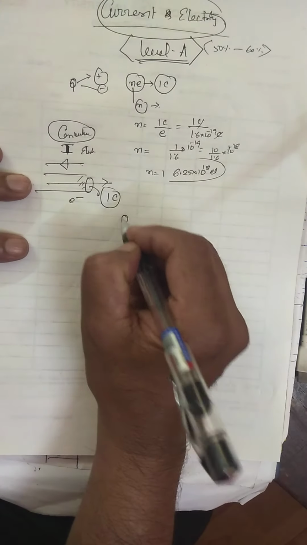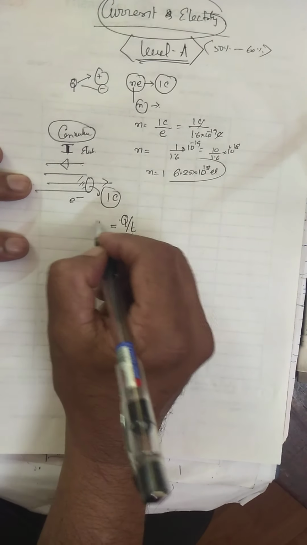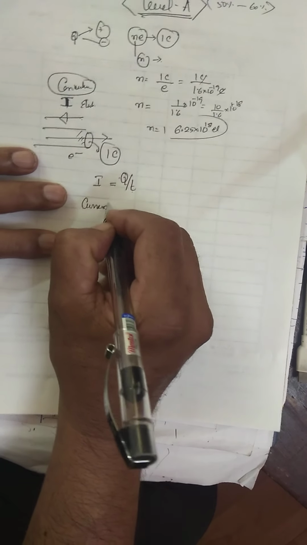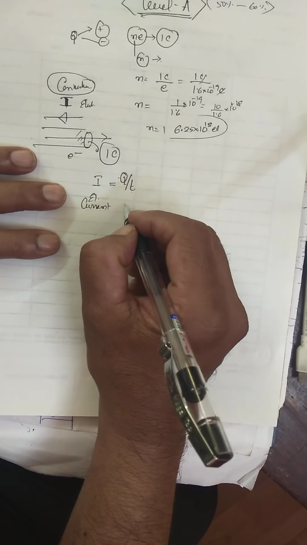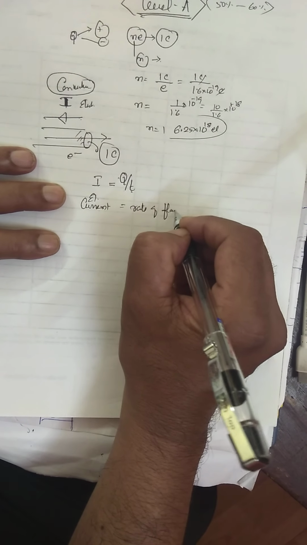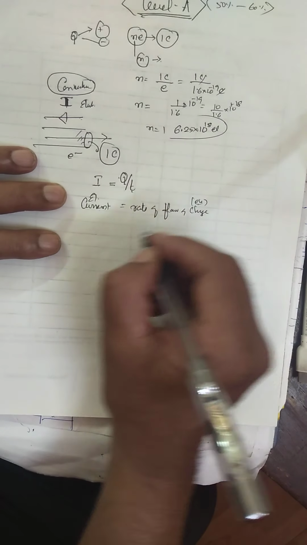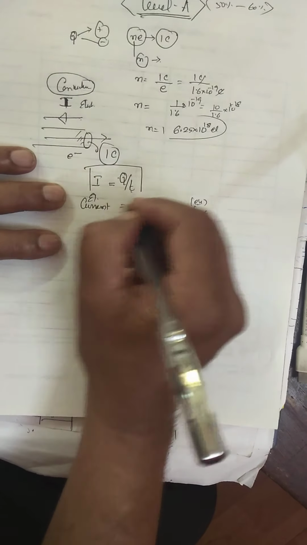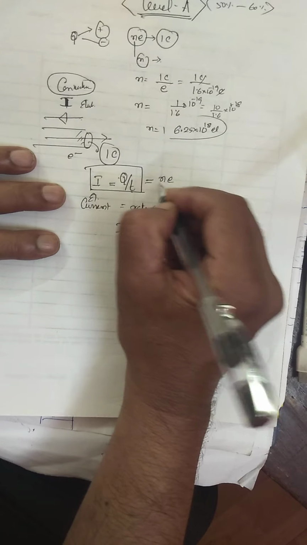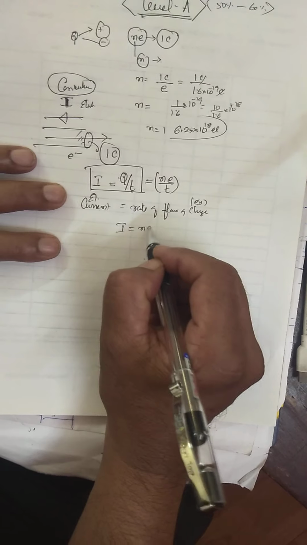Now, the amount of charge flowing per second is called current. Therefore, electric current is defined as the rate of flow of charge. That means here the charge refers to electrons. Therefore, I is equal to Q by t, or Q is equal to n times e, t is the time. Then I is also equal to ne by t.